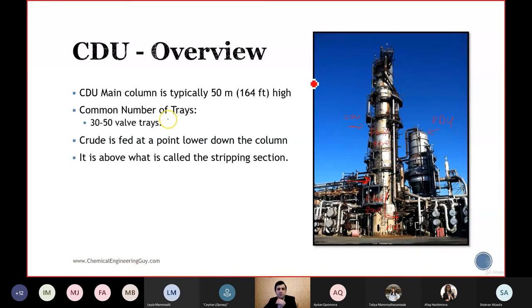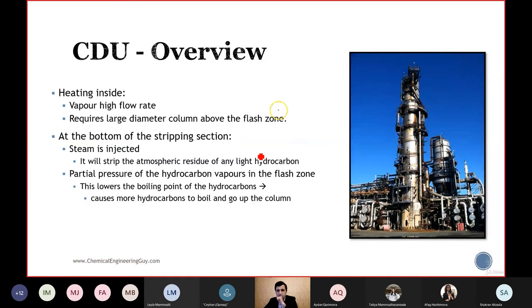Heating inside, the vapor flow at a high rate requires a large diameter column above the flashing zone. So above the flashing zone here, you need a large diameter. At the bottom of the stripping section, steam is injected. Why is steam injected? Because it will strip the atmospheric residue of any lighter carbon. Our aim is to separate transportation fuels as much as possible from heavy residue.